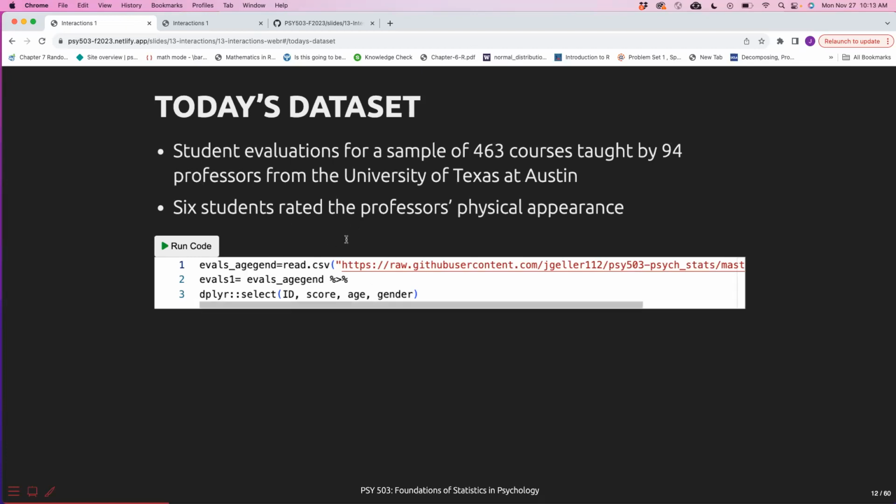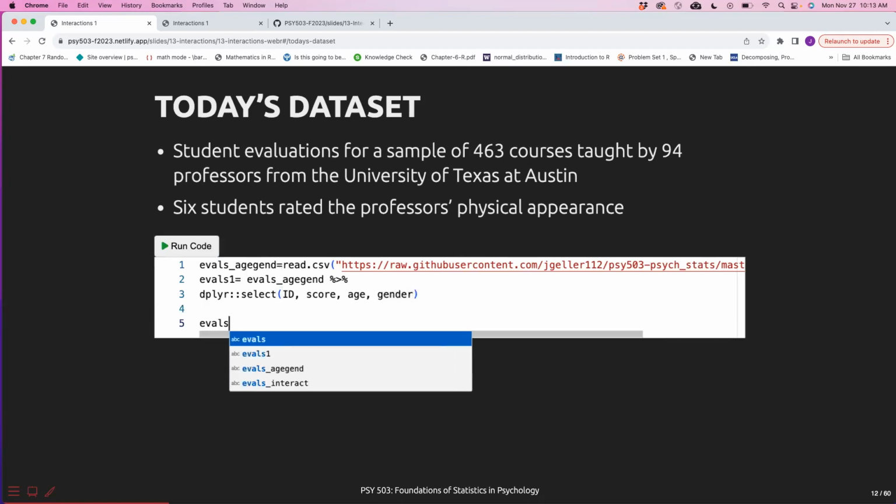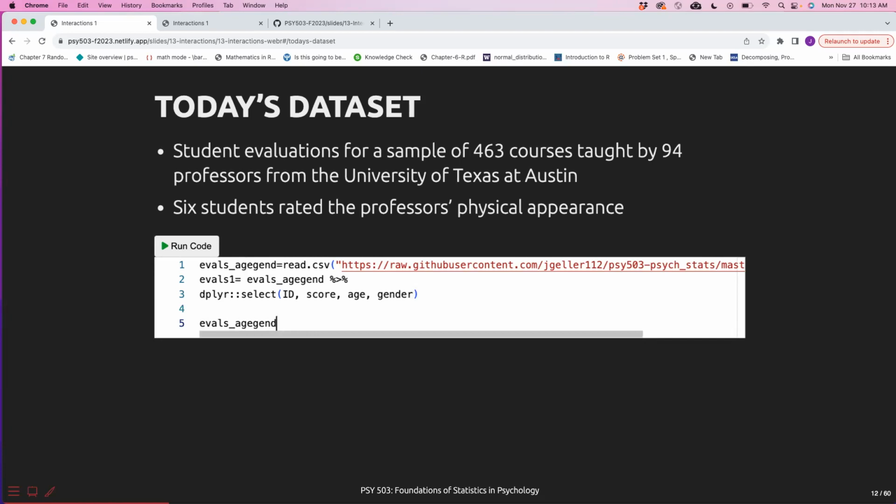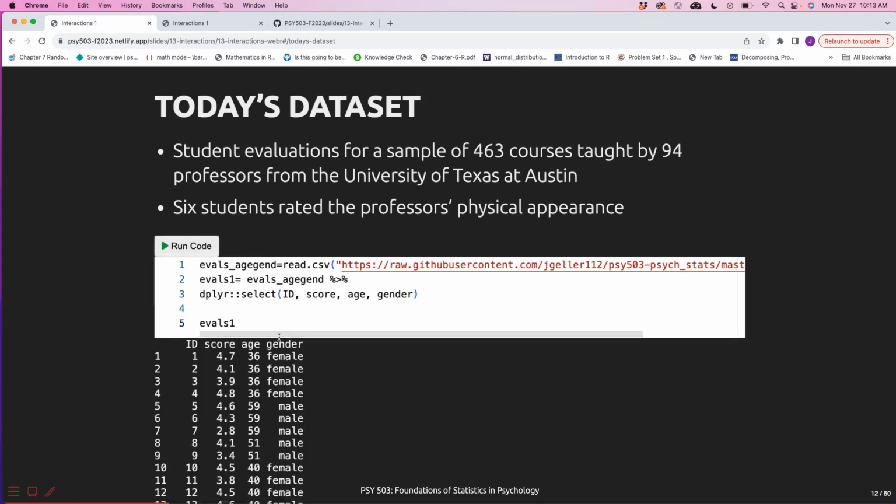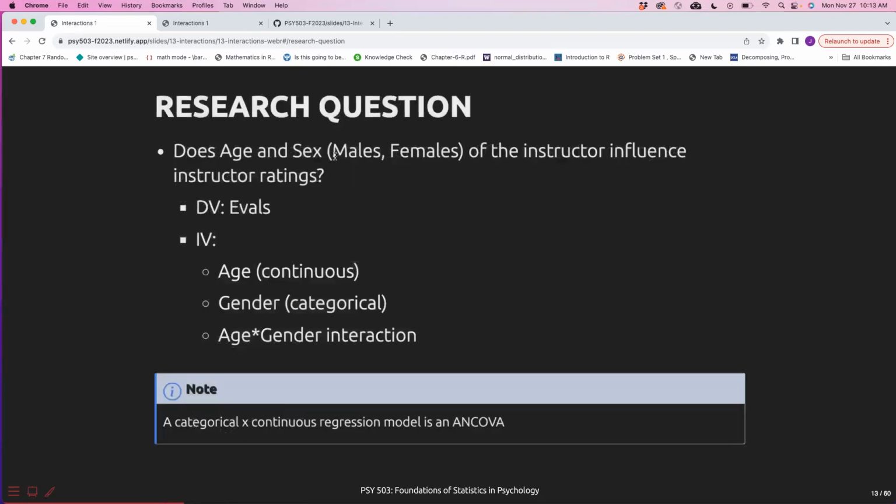So let's go ahead and load in our data set. What we could do is just run our code here, and hopefully this will run in the console. Please let me know if it doesn't. So we have our data set here, right? We have ID, we have our score, so this is the evaluation. We have age, and then we have gender. So those are the variables that we're going to look at today. And we're going to try to answer the question, does age and sex of the instructor influence instructor ratings?